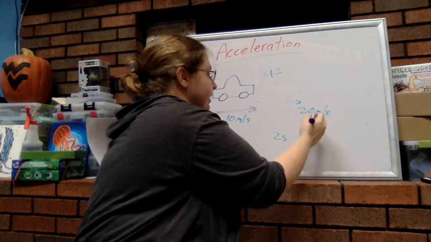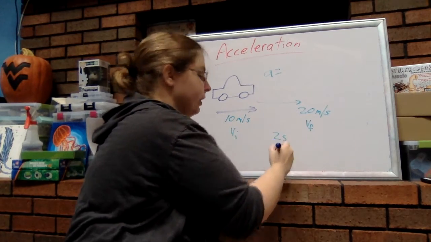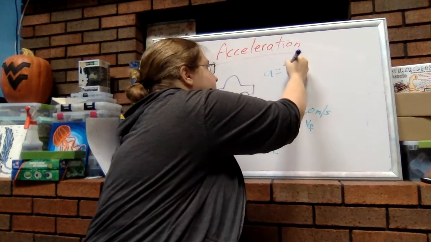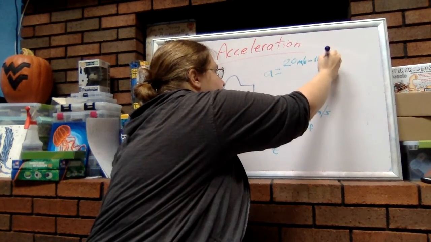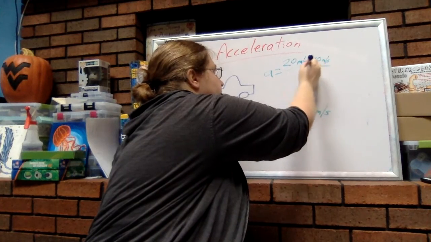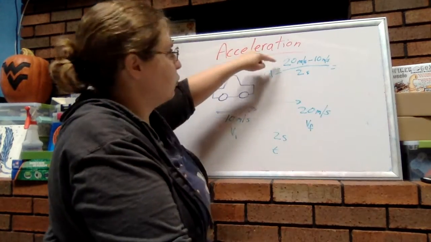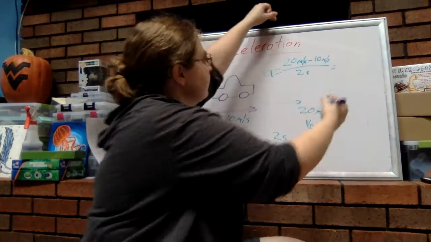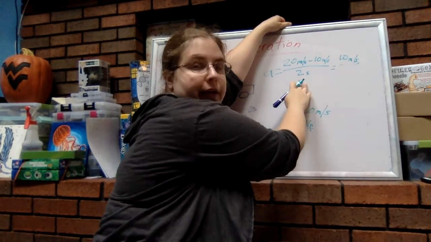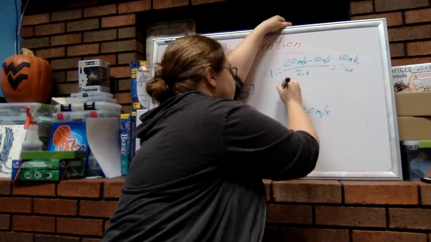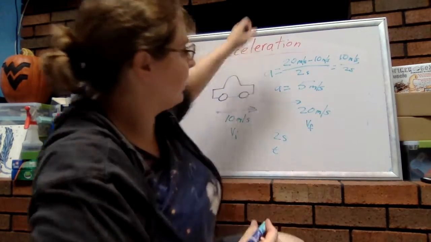final velocity is VF, so that's our final. Here's our initial, and this would be our time. So final minus initial over time. So 20 minus 10 would give us 10, divided by 2 seconds. And the acceleration would be 5 meters per second squared.